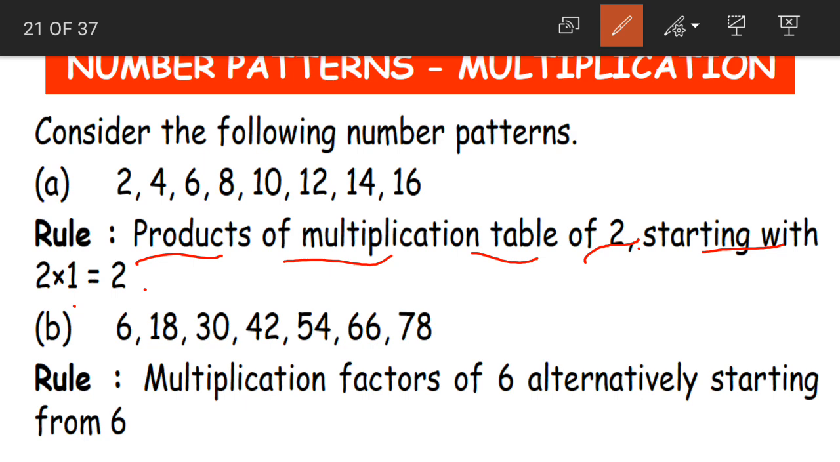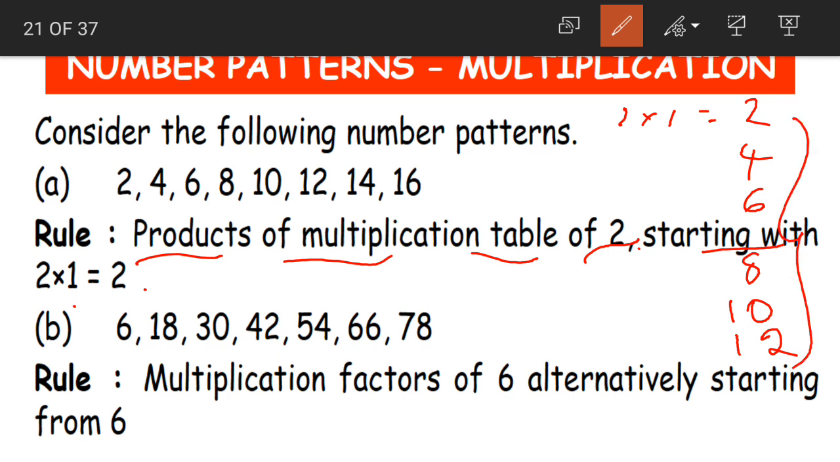Now what is 2 table? 2 ones are 2, 2 twos are 4, 2 threes are 6, 2 fours are 8, 2 fives are 10, 2 sixes are 12. Now these numbers are the same as the pattern given here. So what can we say? What pattern is followed? We are writing the product of multiplication table of 2.